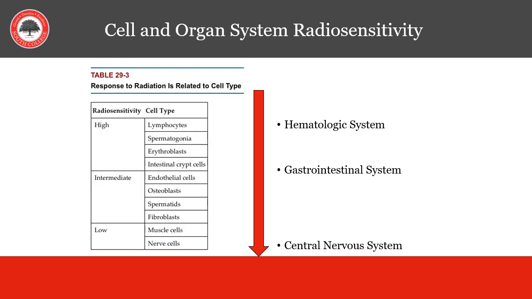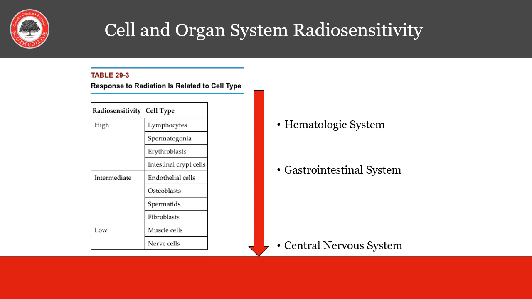So in terms of cell and organ system radiosensitivity, if we consider that lymphocytes are the most sensitive cells and they have the highest radiosensitivity, then the hematologic system, which is your blood system, would be the most sensitive organ system in your body. Then if you look at intestinal crypt cells as being a medium or less radiosensitive than blood and some reproductive cells, then you'll find that the gastrointestinal system is kind of like a middle or intermediate system in the body as far as sensitivity.